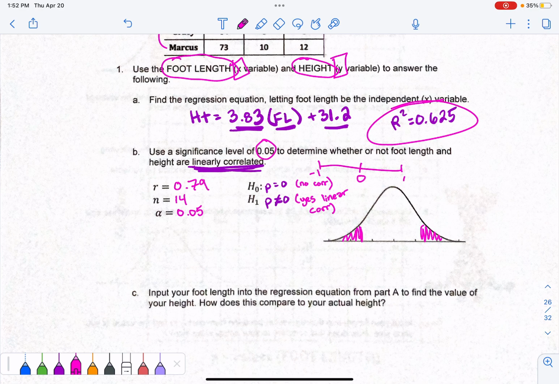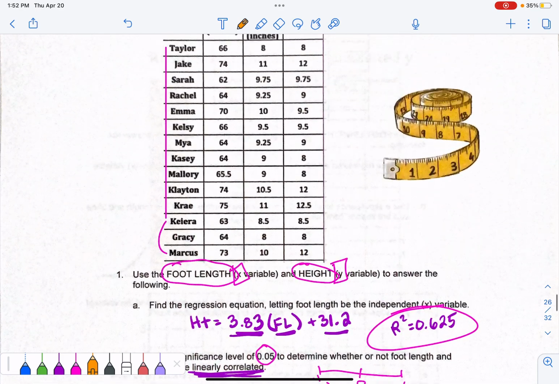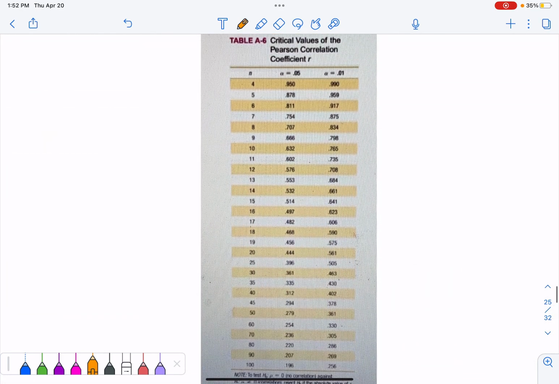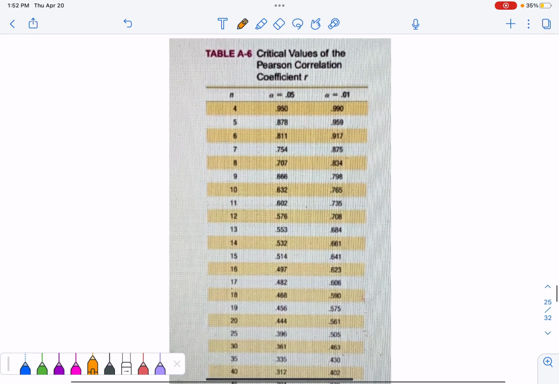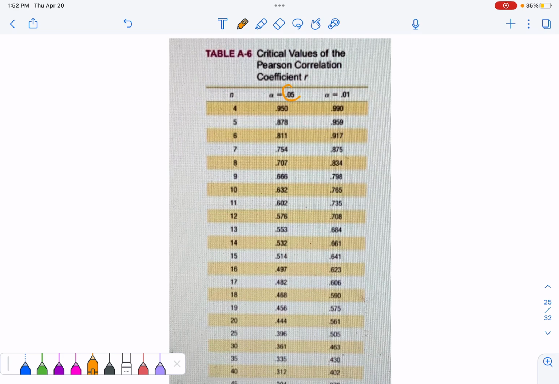All right, now we have to compare it to something. So we need to look up on our little handy dandy chart here, that little skinny sheet of paper that you have that tells us what is deemed appropriate for an R. So we have 5% and we have 14 is our N. Now, again, we're not doing degrees of freedom, so you don't subtract 1.